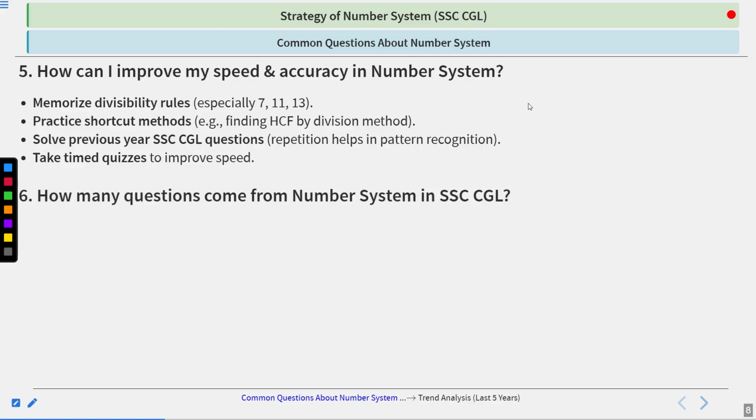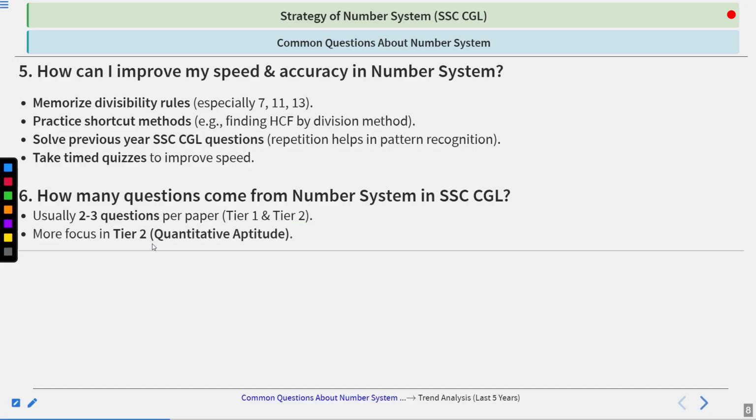Next one is, how many questions come from number system in the SSC CGL exam? Usually 2 to 3 questions per paper in tier 1 and tier 2, if we are talking about both tiers. So maximum 3 questions, minimum 1 to 2 questions are asked in tier 1 and 2 to 3 questions in tier 2 exam. There is more focus on the number system topic in tier 2 quantitative aptitude.